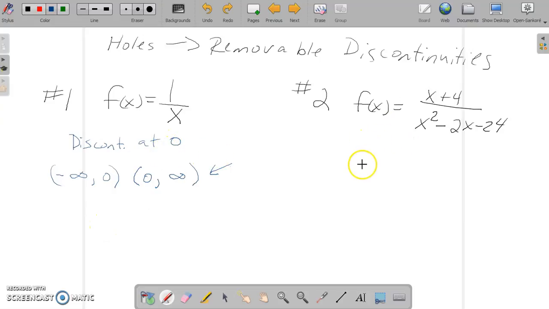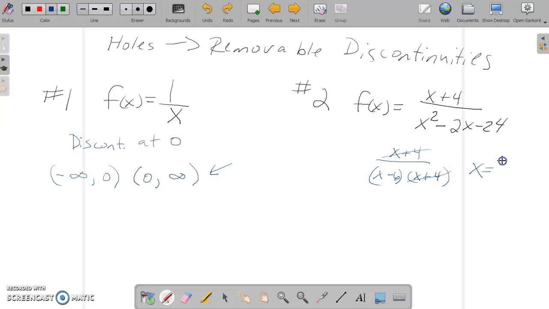Now with number 2 here, we're looking at maybe some problems in the denominator. So what I'm going to do is factor this, x plus 4 on the top, and factor the bottom and get x minus 6 and x plus 4. Now this is what we talked about the other day. If these cancel out, now before we have two potential problems, right?